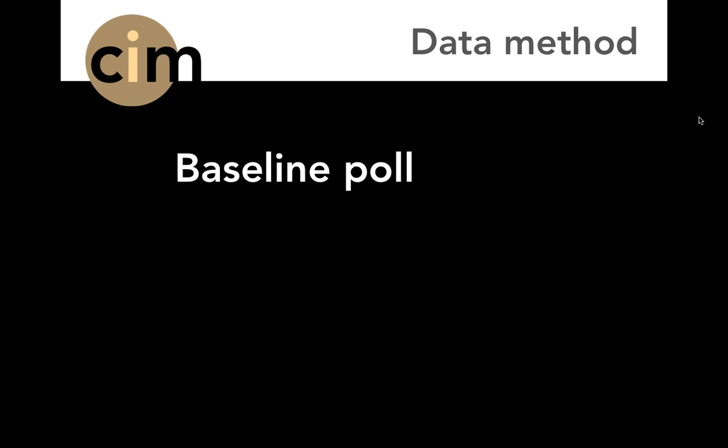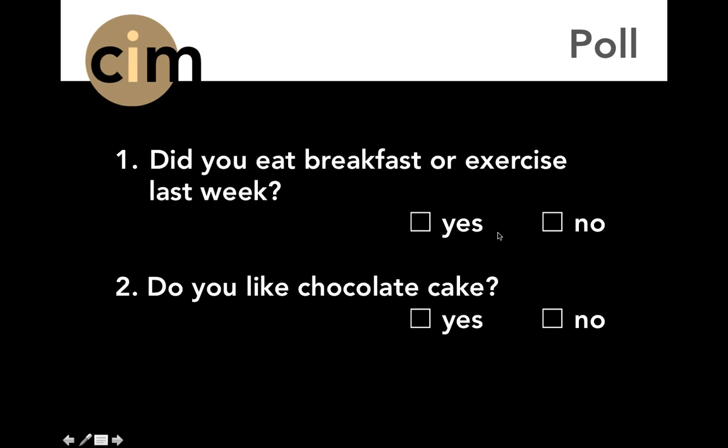And the two questions that we're going to be looking at in the poll are, the first question will be, did you eat breakfast or exercise last week? And it will be a yes or no answer. And the second question in the poll is, do you like chocolate cake? And again, that is going to be a yes or no question.